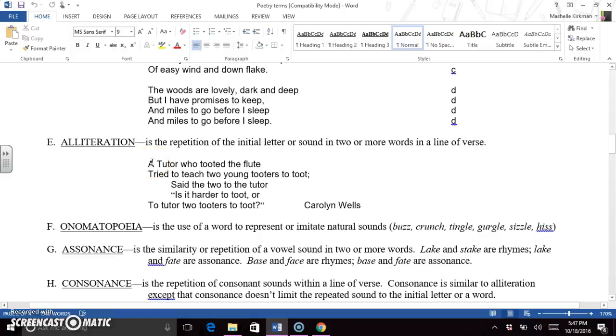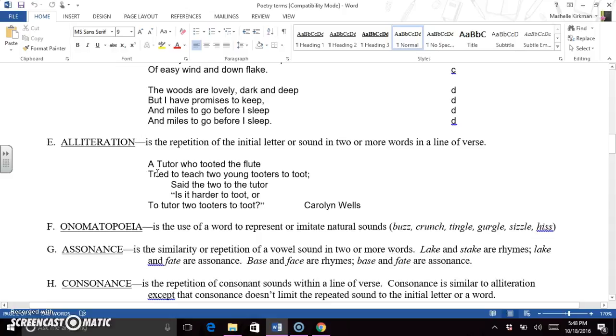A tutor who tooted the flute tried to teach two young tutors to toot. Said the tutor to the tutor, is it harder to toot, or to tutor two tutors to toot? This is also a tongue twister, and that's why I like to teach alliteration, because of that tongue twister. If you figured out that the sound is a T, you are correct. There are other T's here within the words, but that's not part of alliteration. Alliteration is just the first aspects, and it's that same sound within it, which is important. So all of the T's in here with the first same sound would get labeled as alliteration.